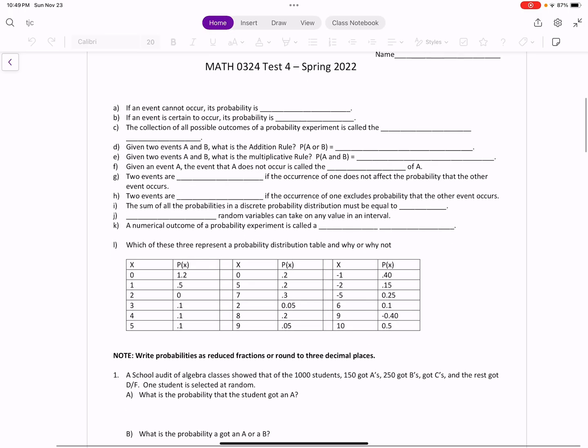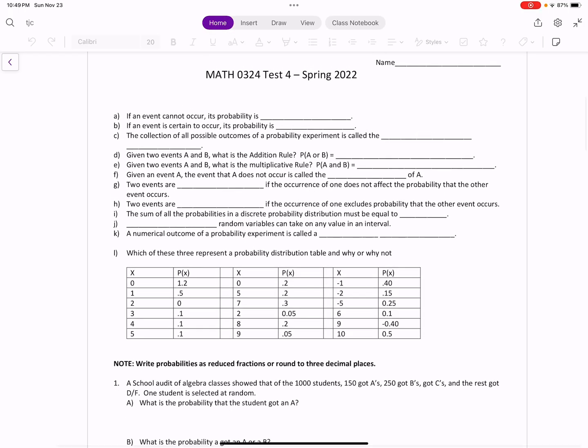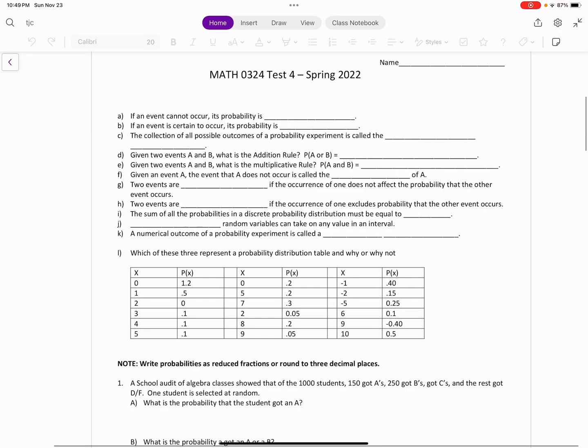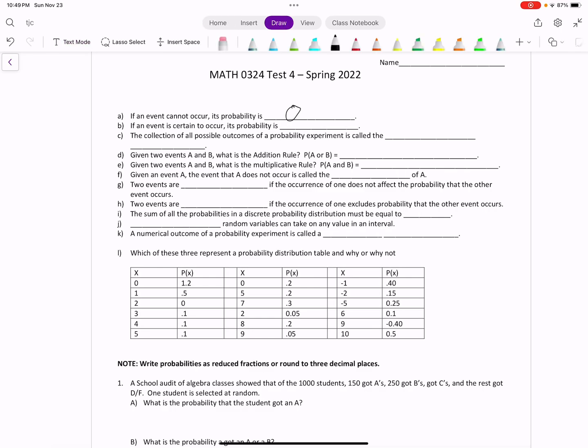Okay, so let's start. If an event cannot occur, its probability is 0. If an event is certain to occur, its probability is 1. The collection of all possible outcomes of a probability experiment is called a sample space.